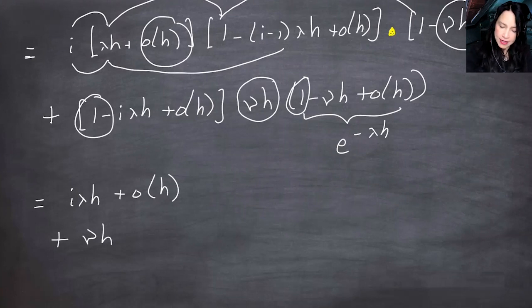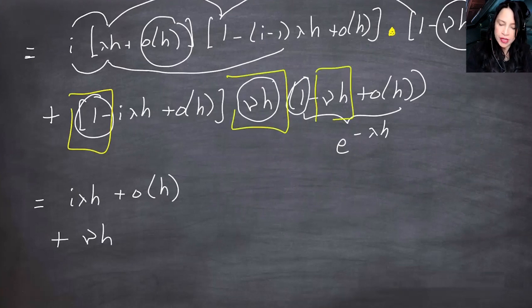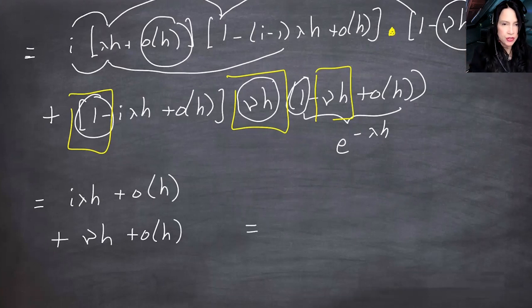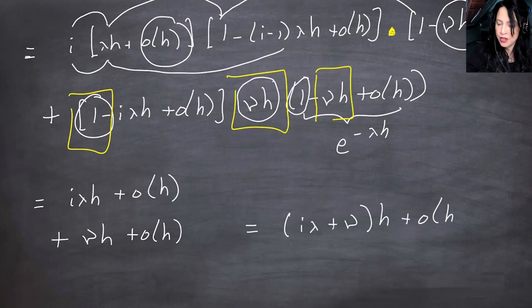And then as an example, this 1 times this term, which also gets multiplied by this term, has an h squared in it and is little o of h. And in fact, everything else is little o of h. So putting these together, I get I lambda h plus nu h plus little o of h, and then putting them into that birth and death process form, I get I lambda plus nu h plus little o of h.